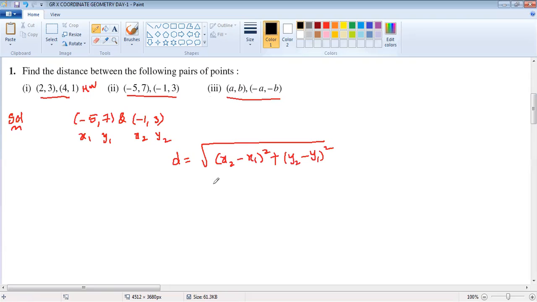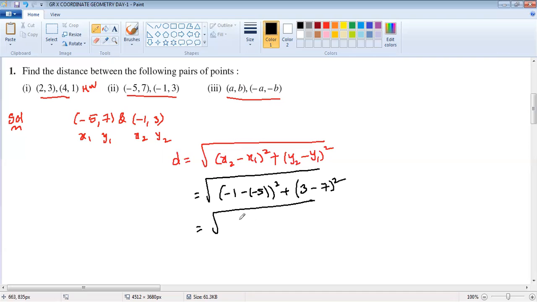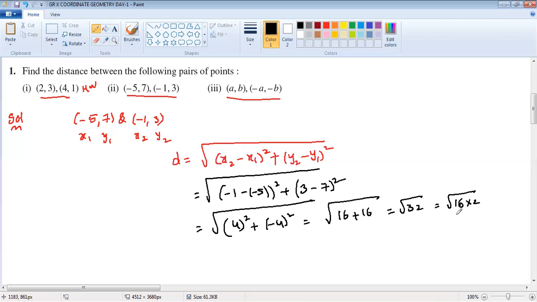Now please mark all this: root over (x2, which is minus 1, minus of minus 5) whole square, plus (y2, 3 minus 7) whole square. So minus 1 plus 5, which is 4, whole square, and minus 4 whole square. So 16 plus 16, root 32. Root 32 we can write as 16 into 2. So root 16 will come out, it will be 4 root 2 units. We can take the units.